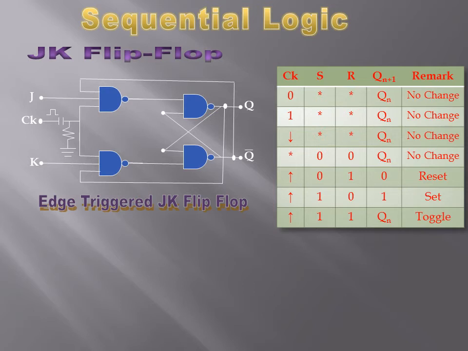So if the clock is moving up, there are three types of changes which occur in this type of flip-flop. For 0 1, a reset. For 1 0, a set. For 1 1, a toggle. What a toggle means is that the output will change from the earlier state to the other state.